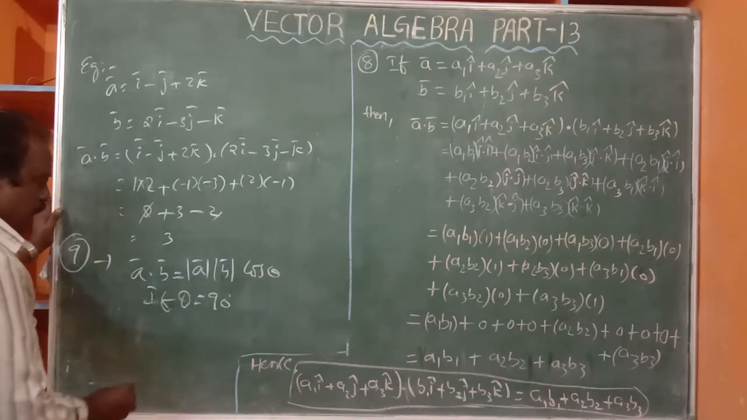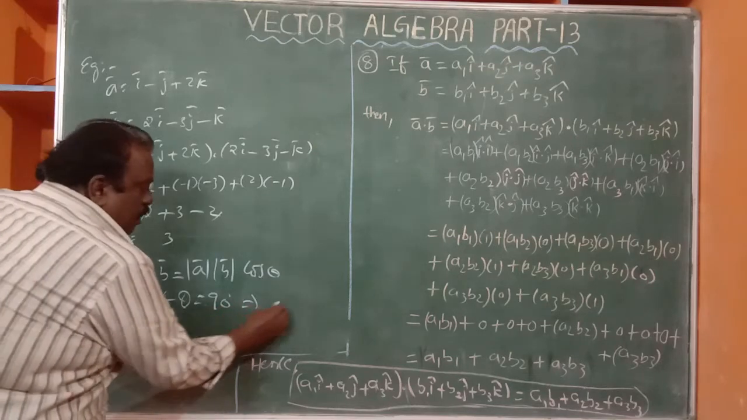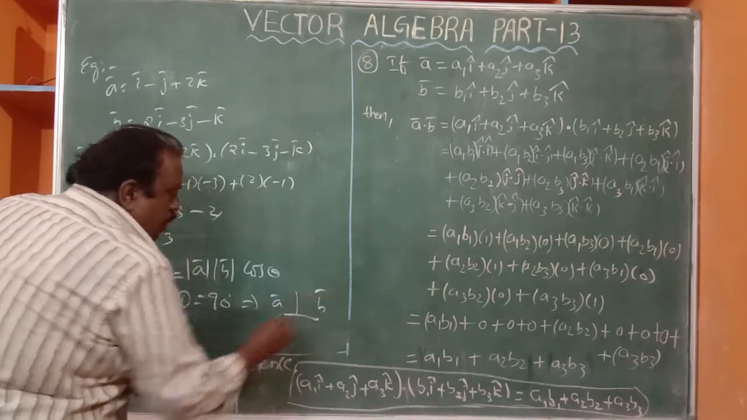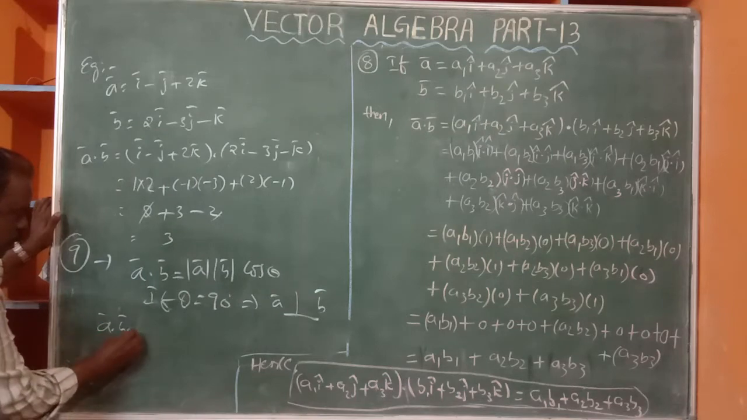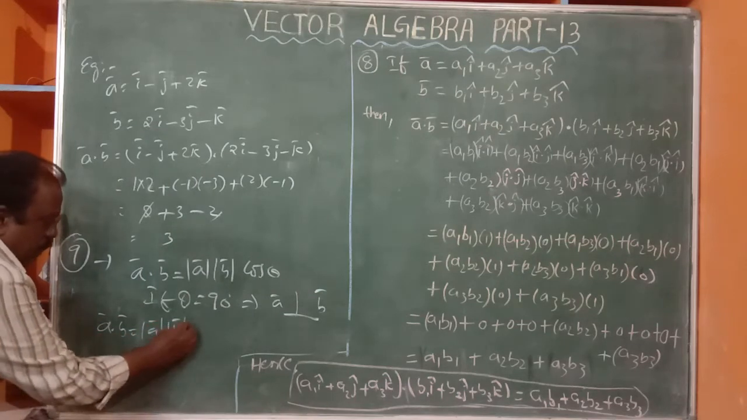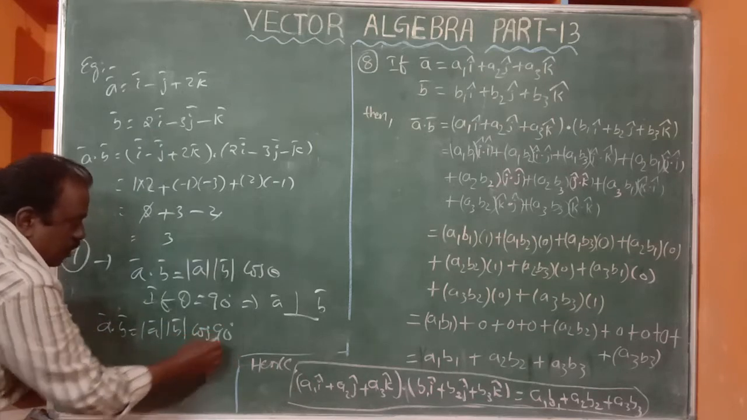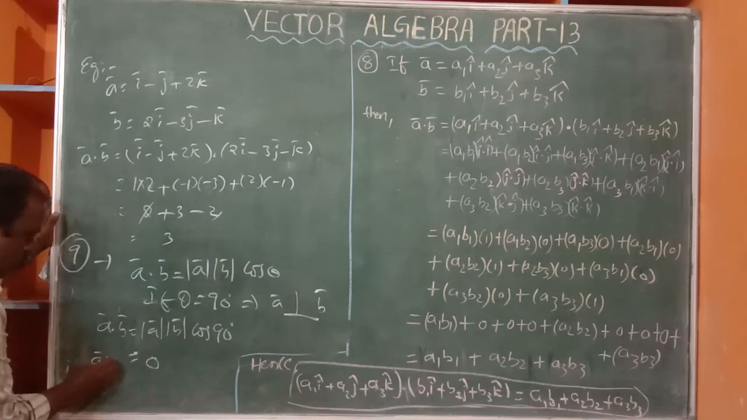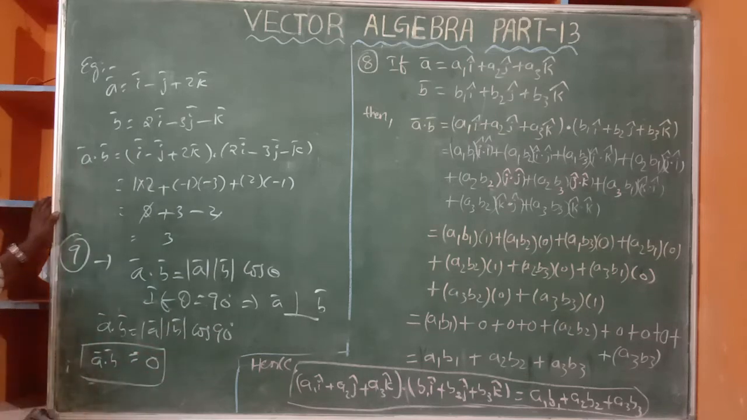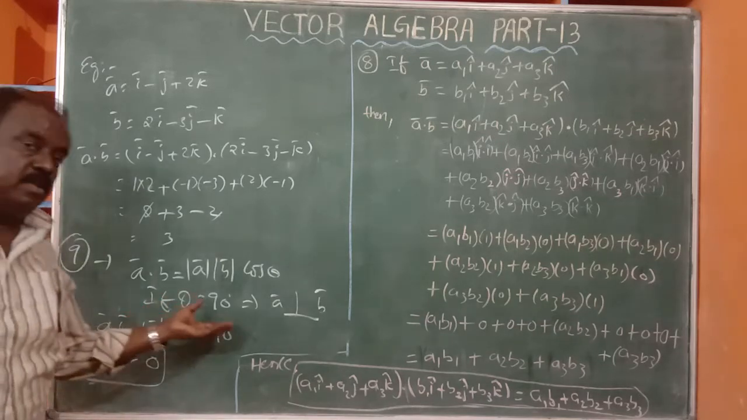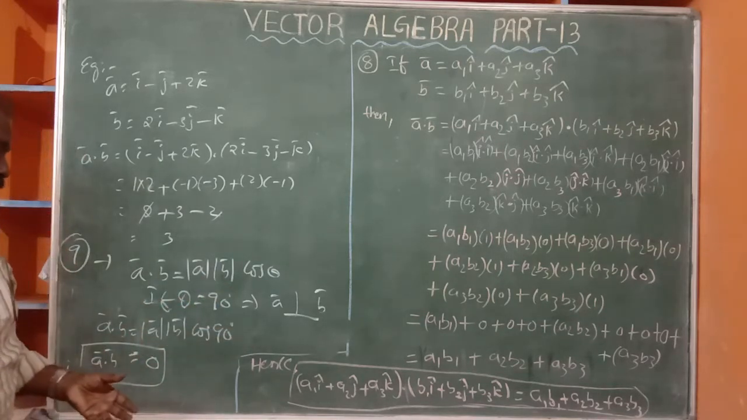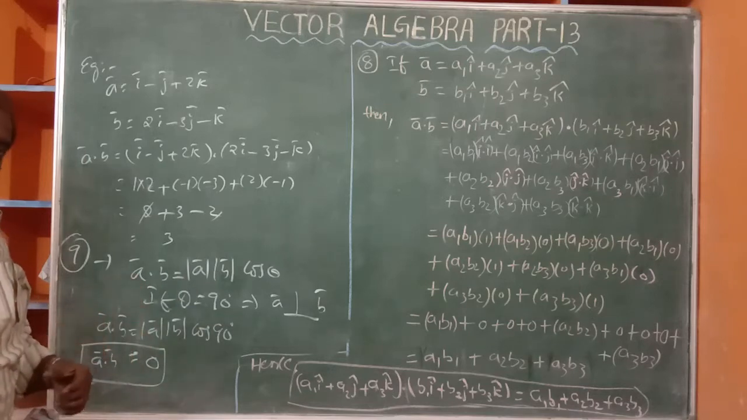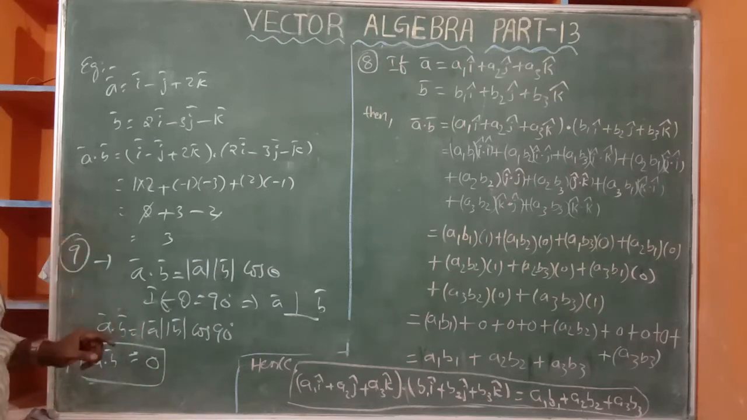If theta is equal to 90 degrees, that implies A bar is perpendicular to B bar. Then what about A bar dot B bar? It is mod A bar, mod B bar, cos 90 degrees. You know cos 90 is 0. 0 times anything is 0. So A bar dot B bar vanishes. A bar dot B bar is equal to 0 when they are perpendicular to each other. That means the dot product of mutually perpendicular vectors is 0. Okay, note it well. Now 8 properties are completed.